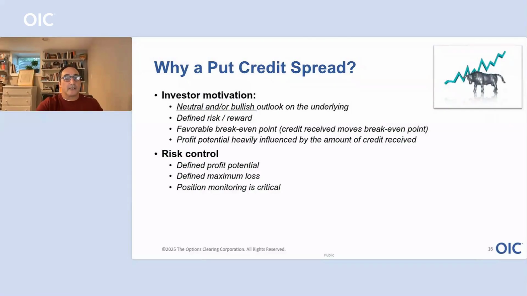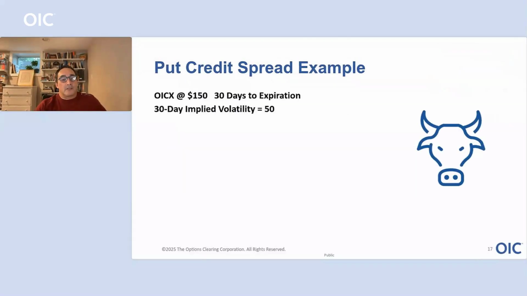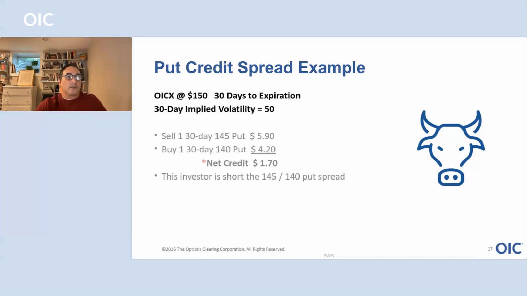So let's look at an example. Same things. OICX is trading at 150, 30 days to expiration. The implied volatility of the options is still rather high. It's at 50, but now maybe we're of the opinion that we're bullish. So we look at our options chain and we see that we can sell the 145 put for $5.90, as well as buy the 140 put for $4.20. When we do the math, that results in a net credit of $1.70, or 170 per spread.